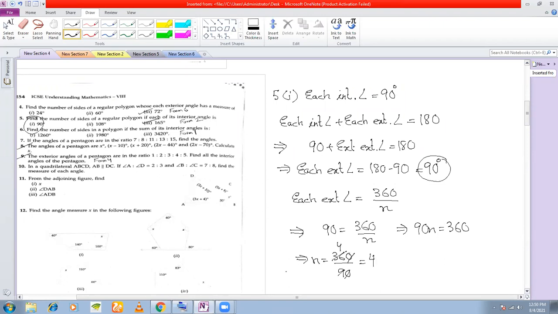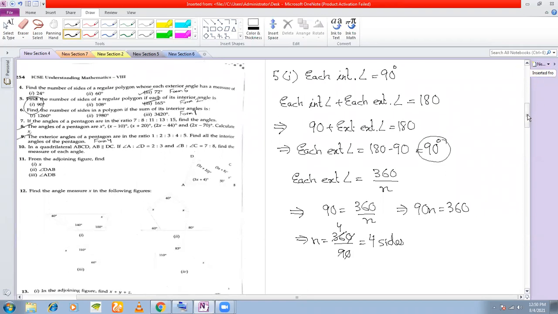What kind of polygon is it if it has 4 sides? It is a quadrilateral. Remember, tri means 3, so a triangle has 3 sides. Quad means 4, so 4 sides. Penta means 5. Sir, can't it be a square or parallelogram? They are special quadrilaterals, but all are quadrilaterals. Square has 4 sides, so it is a quadrilateral. Rectangle has 4 sides, so that is also a quadrilateral. Parallelogram has 4 sides, so that is also a quadrilateral. Understood?